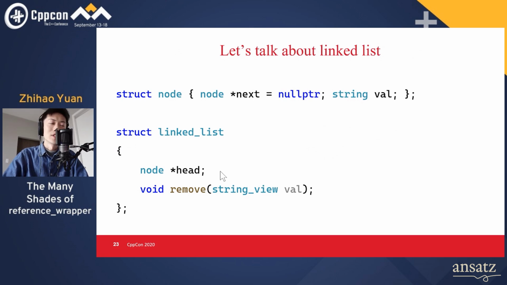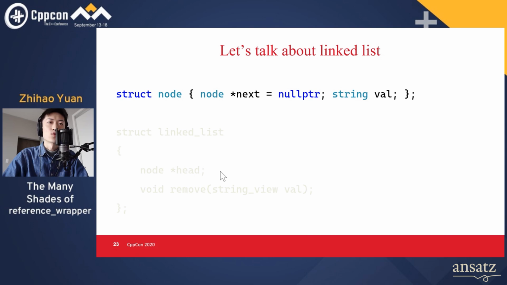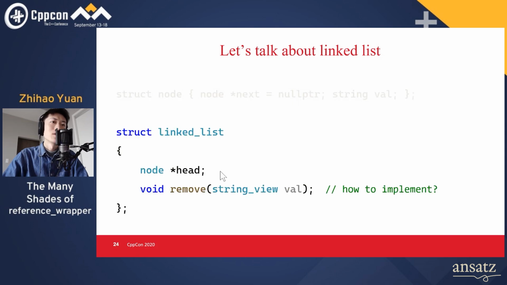Here's a very simple linked list where its node just has a next pointer and a string value. And the main body of the linked list consists of a head pointer that points to the first node. The question here is, how do we implement a remove function? Note that the remove function here should remove every node where its string value compares equal to the string passed into the remove function.